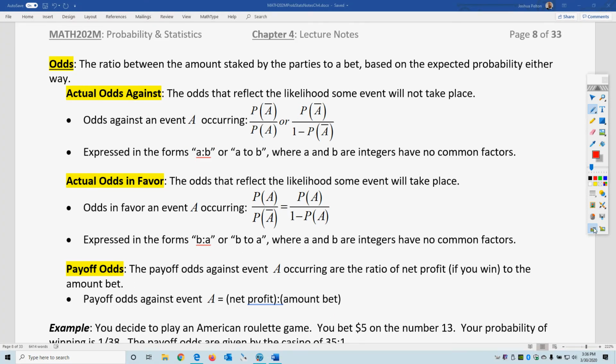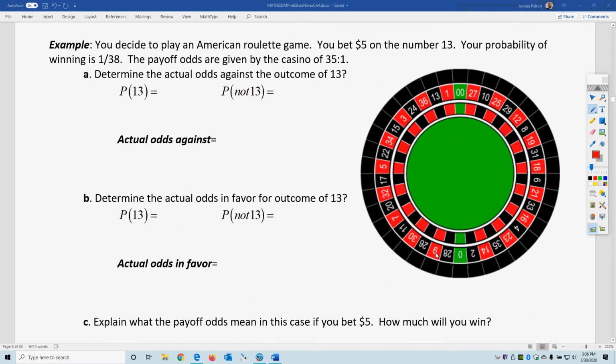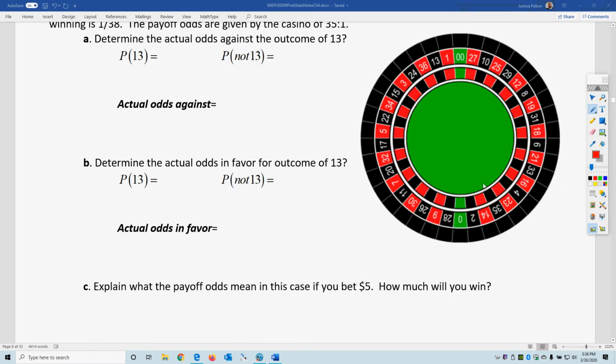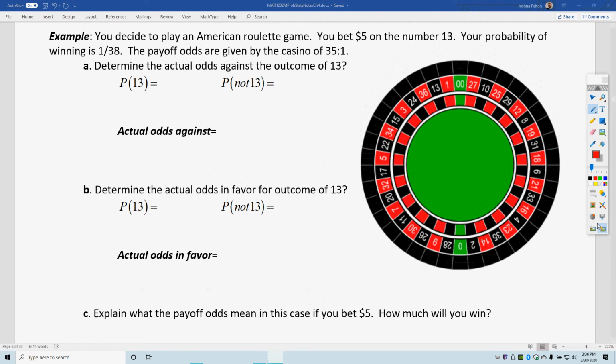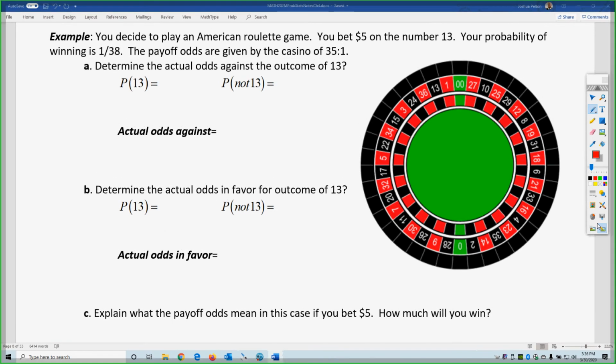Okay. So we take a standard American roulette wheel as an example, which has 38 numbers. So what is the probability of getting 13? Well, it doesn't really matter what number you pick. They're all equally likely. It's 1 out of 38 to get 13, which means there's a 37 out of 38 chance you're not going to get 13. So the odds against me are the not over actually being, which is 37 to 1, or 37 colon 1 would be the correct answer.